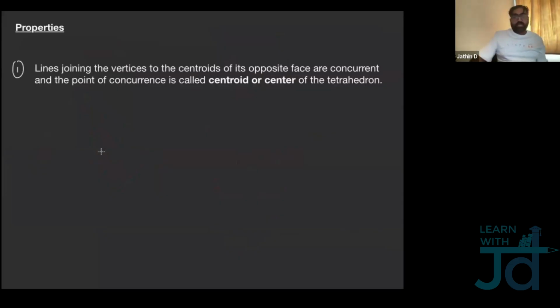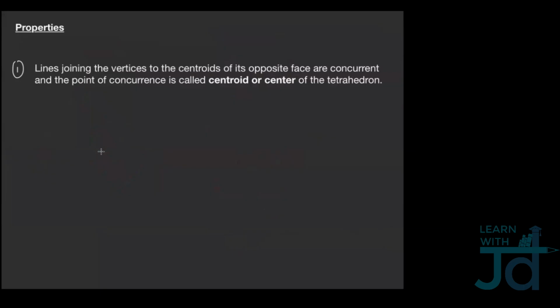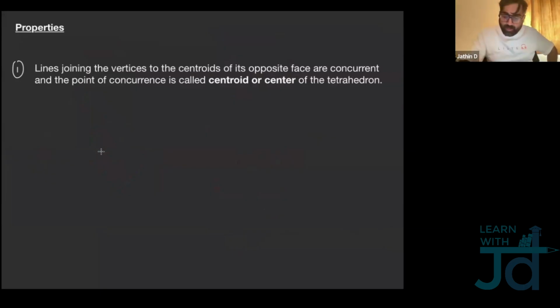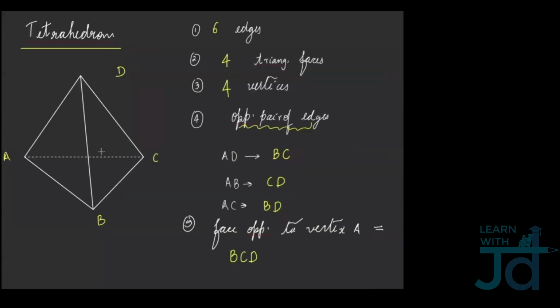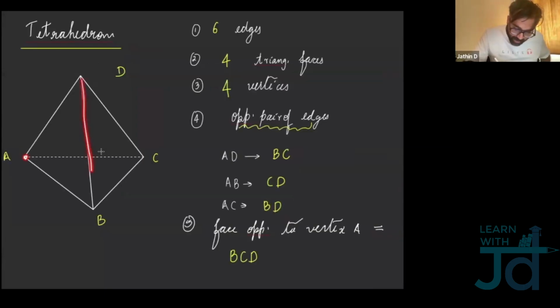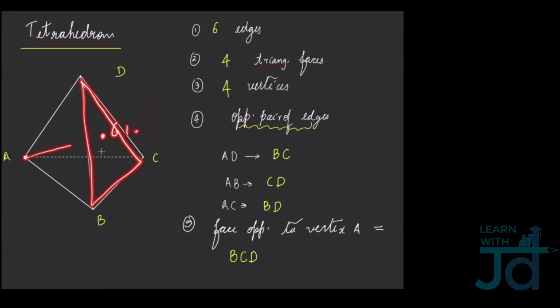First, I will tell you the properties. Then I will try to make you visualize also. Lines joining the vertices to the centroids of their opposite faces are concurrent. Concurrent means they all meet at the same point. Suppose this is a vertex and this is its opposite face; this triangle will have a centroid, and I am joining like that.